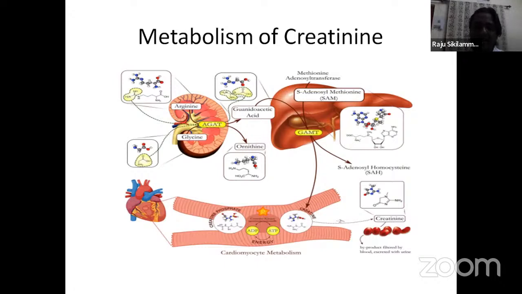Then this creatine, in the presence of creatine phosphokinase, is converted to phosphocreatine, which is an energy-dense structure. It is present in the muscle and brain. Then by non-enzymatic reaction in the muscle, the creatine is converted to creatinine, which is filtered by the glomerulus and excreted by the kidney.